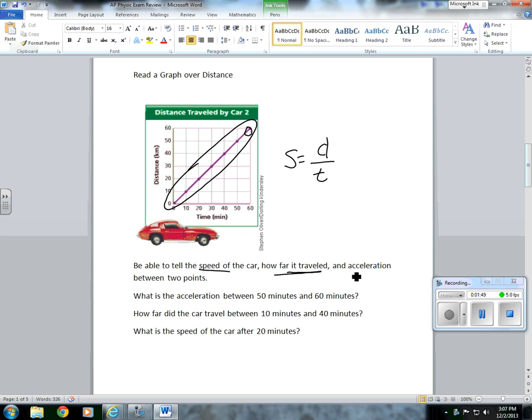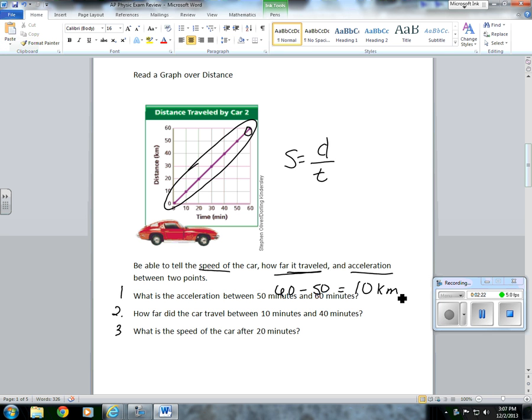And be able to determine the acceleration between 2 points. So here's 3 practice problems. So one says, what is the acceleration between 50 minutes and 60 minutes? So at 50 minutes, we were at 50 kilometers. And at 60 minutes here, we're at 60 kilometers. So 60 minus 50 means that the distance between 50 minutes and 60 minutes is 10 kilometers.